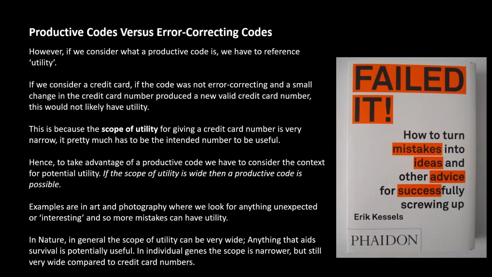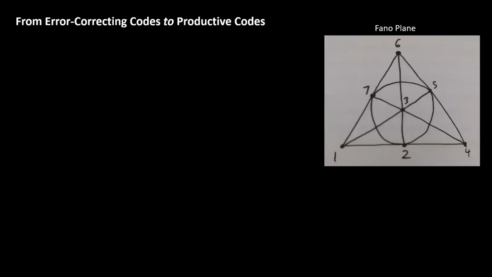So, I've got a picture of this book here, which I've got on my bookshelf called Failed It. And it's all about how in art, and photography in this case, mistakes can turn into better things than what was intended. And it's advice for cultivating those mistakes and paying attention to them and making them happen and so on. And in nature, the scope of utility can also be very wide, just like in art. Anything that aids survival is potentially useful. And so even in individual genes, that have a particular utility, the scope is narrower, but it's still much wider than this credit card number. And that's why I think productive codes are likely to be important in nature. It's because of that scope of utility.